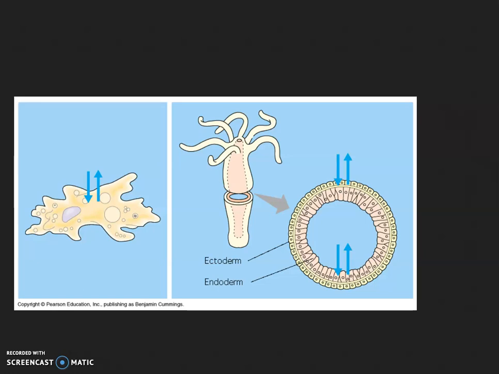So there's no actual entrance and exit. There's only two layers of cells and then this internal cavity. And so it's diploblastic and acoelomate. There's no cavity formed on the inside.